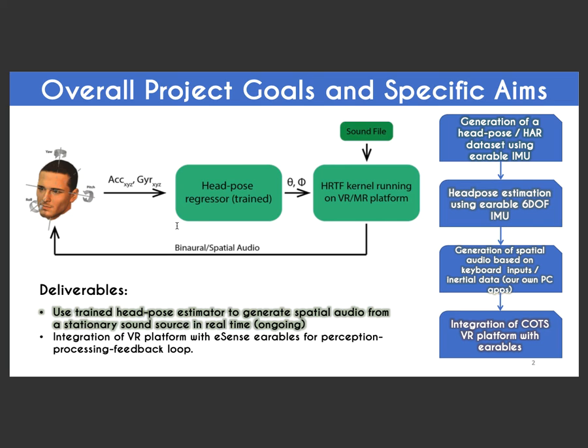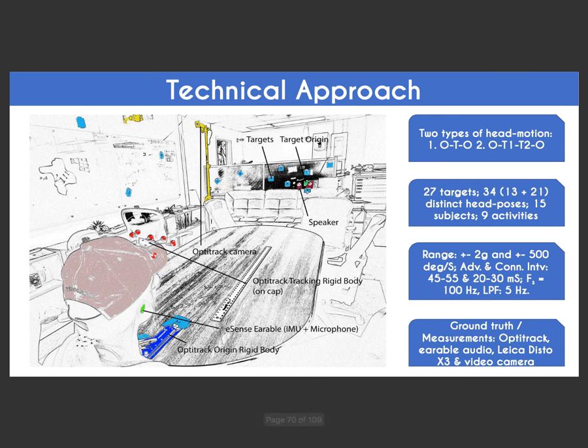So what are the deliverables? By the midterm, we promised to use the trained head pose estimator to generate spatial audio from a stationary sound source in real time. We have partially been able to do it, and we're currently trying to improve its performance. Finally, we'll integrate our head pose regressor and the HRTF kernel with a VR platform, such as Unity, and complete a persistent processing feedback loop. The VR platform will generate spatial audio, and as you move your head, you'll hear binaural sound.